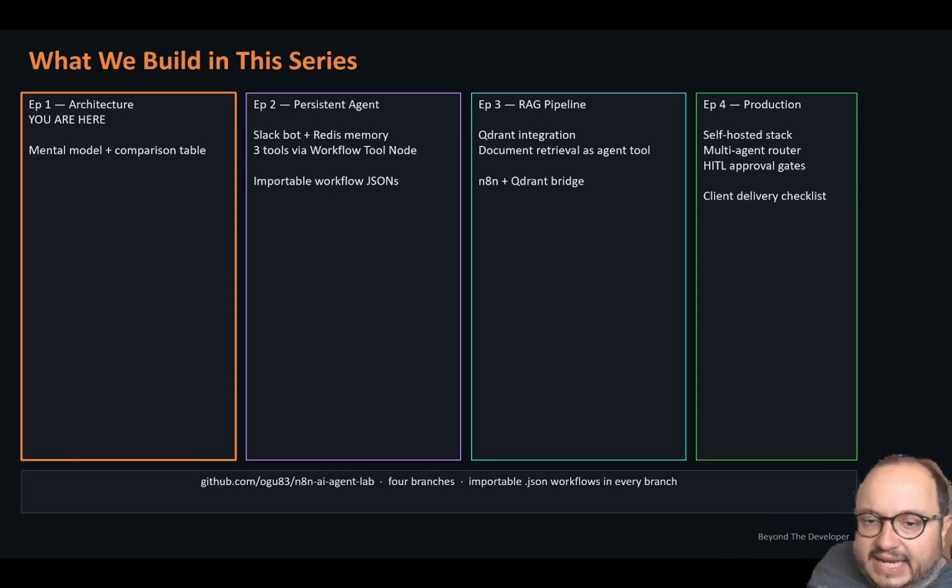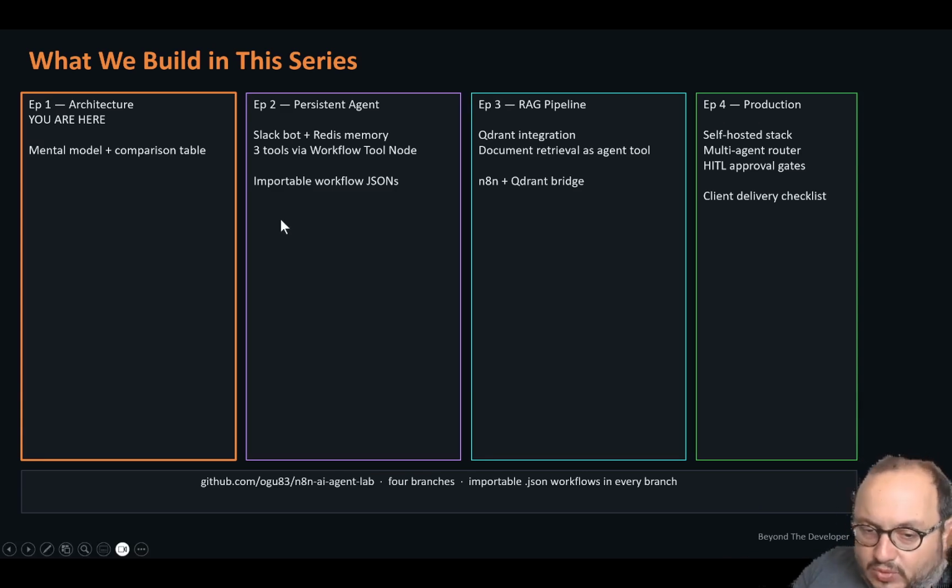Episode 4, we take everything self-hosted. Docker Compose with n8n, Postgres, Redis, and Caddy for SSL. We add a second specialist agent and wire up a multi-agent skill router. And I will walk through the 5-point governance checklist I use when delivering n8n systems to clients: credential isolation, RBAC for agent users, audit log configuration, error handling patterns, and execution limits. Every episode publishes workflow JSON exports to GitHub that you can import directly, by the way.